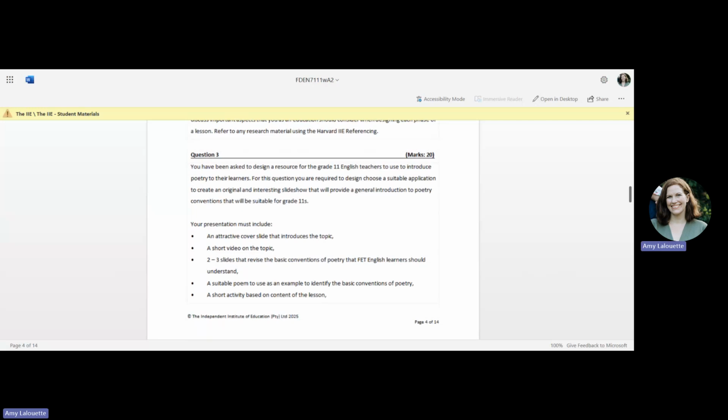that FET English learners should understand. They are in grade 11. They have been doing poetry since primary school. They've been doing it intensely since grade 8. They should know the poetry conventions. So this is a reminder of the most important poetry conventions. So that is why you only have 2 to 3 slides to do this in, because you're not reteaching it, you're just setting up a reminder.